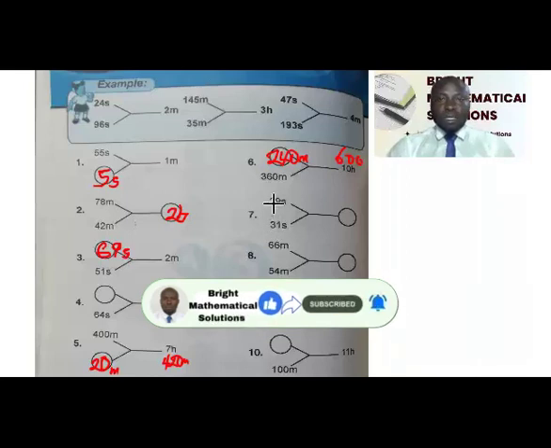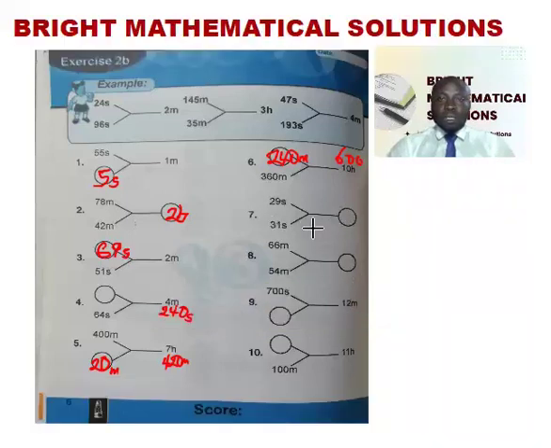Now we have 29 seconds, we have 31 seconds. If we add the two together, that gives us 60 seconds, and 60 seconds makes 1 minute.